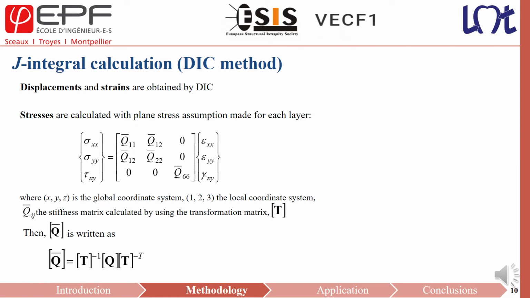To calculate the J integral from measured displacement and strain fields, the stress need to be evaluated. A planar stress assumption was made for each layer. In that case, the strain-stress relationship is written as below by taking into account transformation matrix to move from global coordinate system to the local one and then calculate the stiffness matrix.